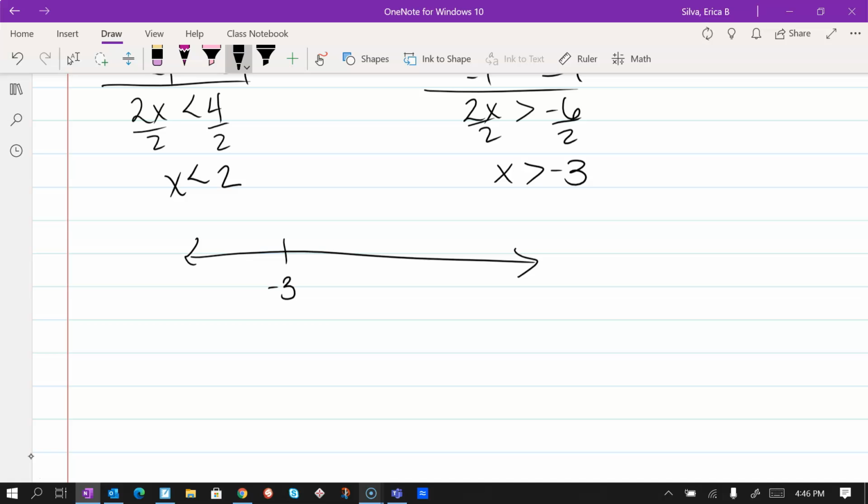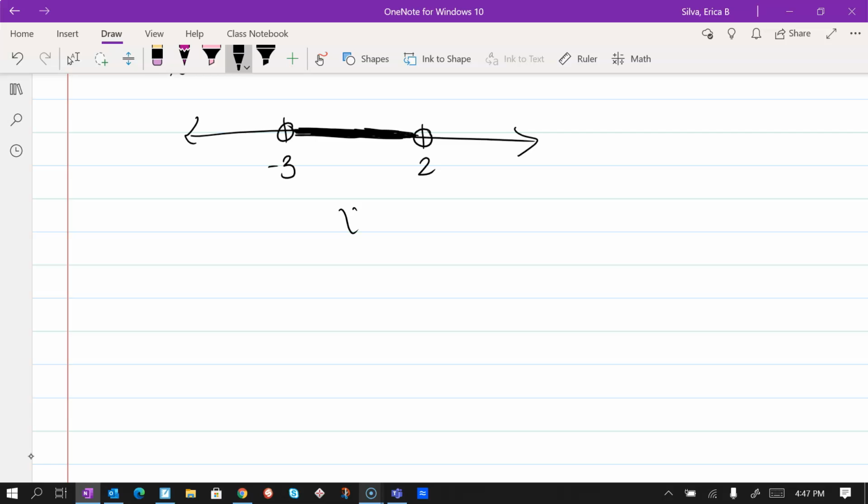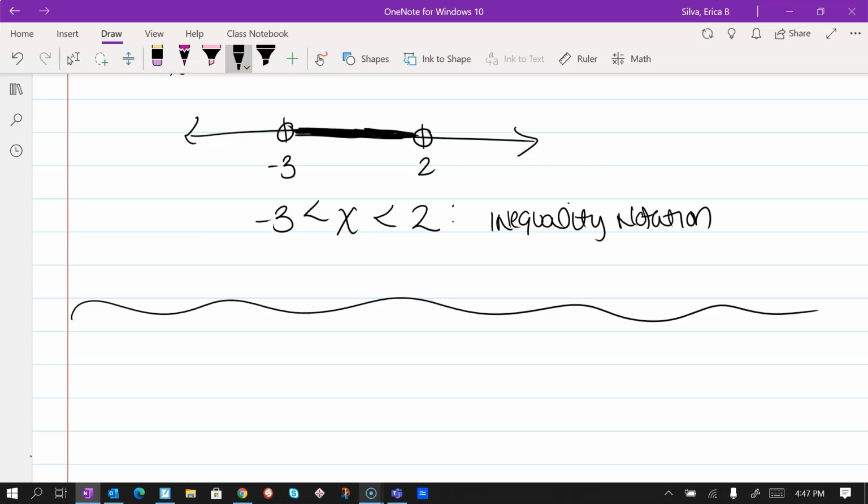And then after we get our two solutions, we're going to put it on a graph. My -3 would be on this side of the number line, and the 2 would go on this side. Both of them are open because neither of them are equal to. X is less than 2, so we're shading in this direction. X is greater than -3, so we're shading to the right. So my solution set looks like this. And our inequality is our x's are greater than -3, but less than 2. So it's basically all numbers between -3 and 2, not including -3 or 2.